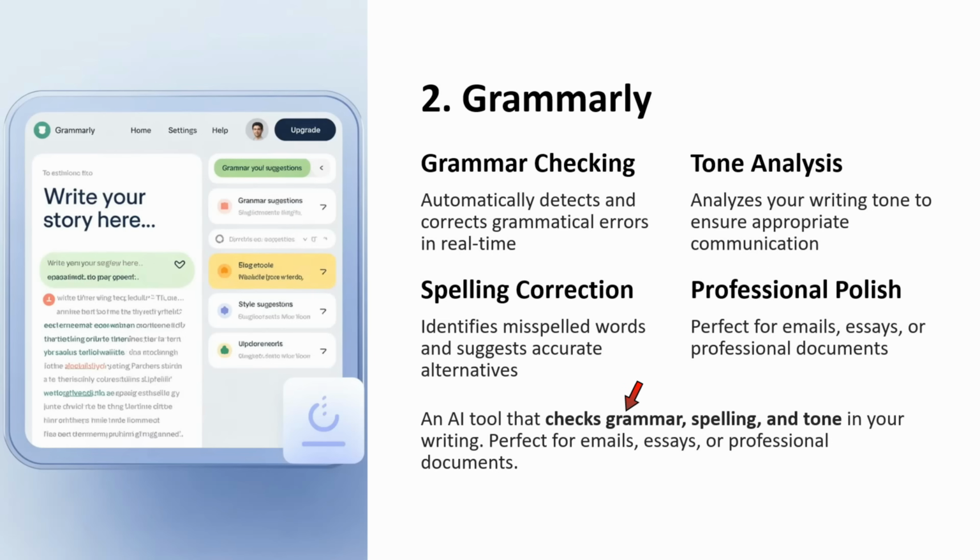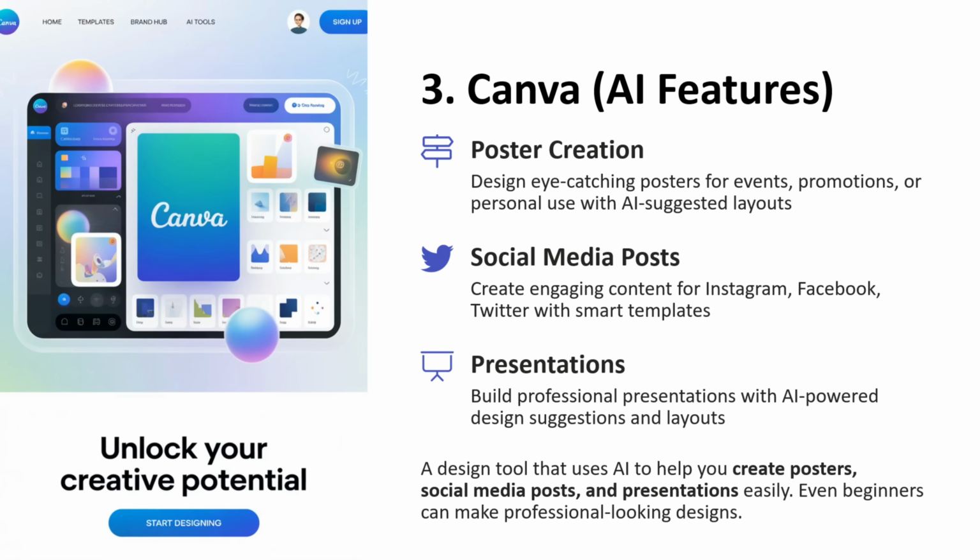Grammarly is an AI tool that checks grammar, spelling, and tone in your writing. Perfect for emails, essays, or professional documents. Third one is Canva. It is used for poster creation. Using this, you can design eye-catching posters for events, promotions, or personal use with AI-suggested layouts.